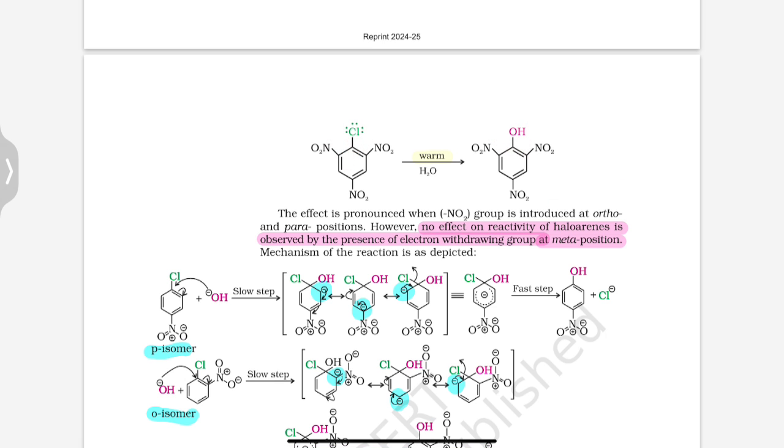We have seen that the electron withdrawing group should be present only at the ortho and para position. If it is present at the meta position, it doesn't have any effect. The reason is given here clearly, you can see.